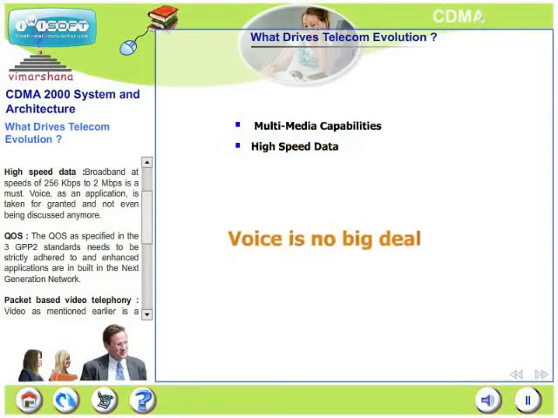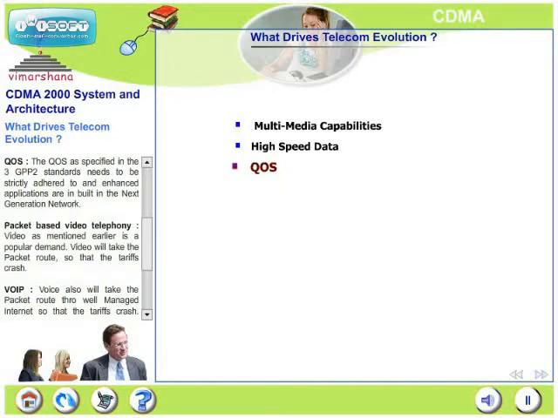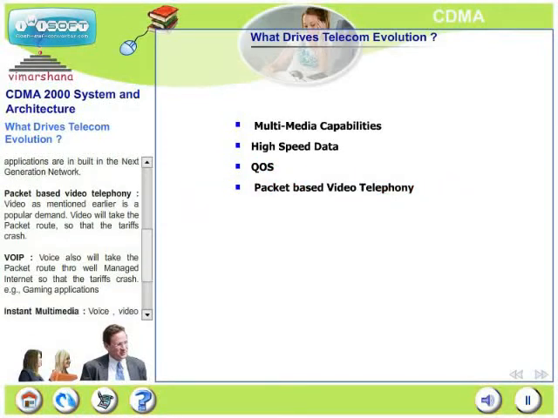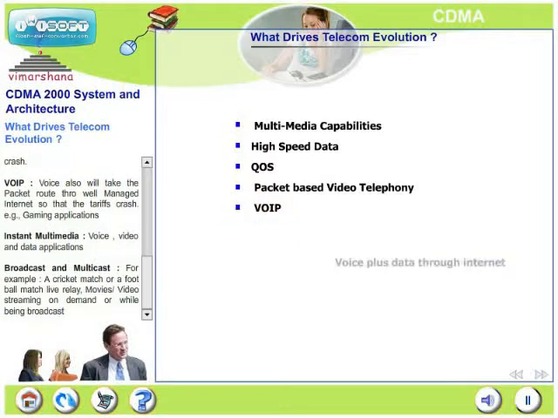Voice as an application is taken for granted nowadays. No one talks about voice as a serious application anymore. Quality of service: this will be as specified in 3GPP2 standards, which is the pioneering standards for CDMA, and this needs to be strictly adhered to, and enhanced applications are inbuilt into the next generation network. Packet-based video telephony. Video is a very popular demand, as we all know. Video will take the packet switching route so that the tariffs crash. VoIP. Voice also will take the packet route through a well-managed internet so that tariffs crash.